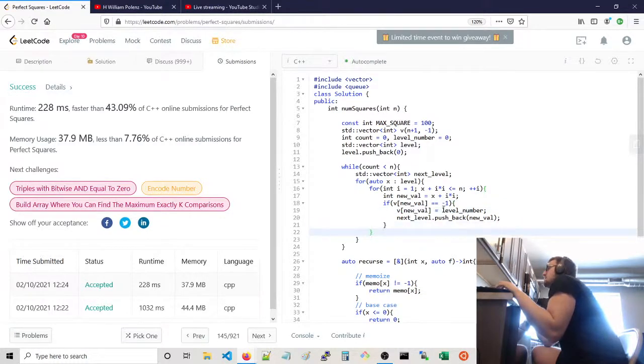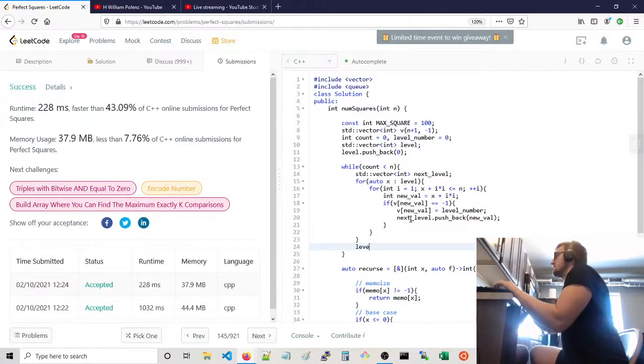And then after this is done, after we've updated this next val, we're going to set level equal to next level. We're going to use move semantics. I think it already does.